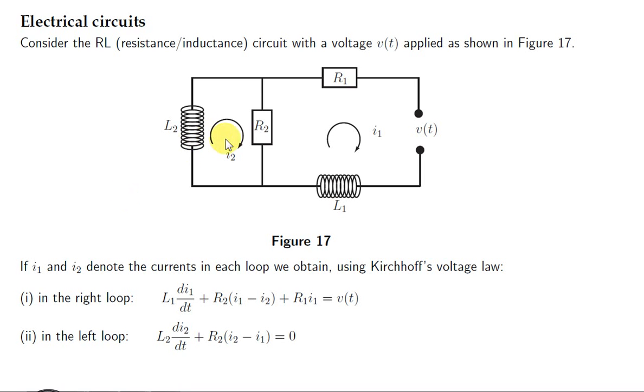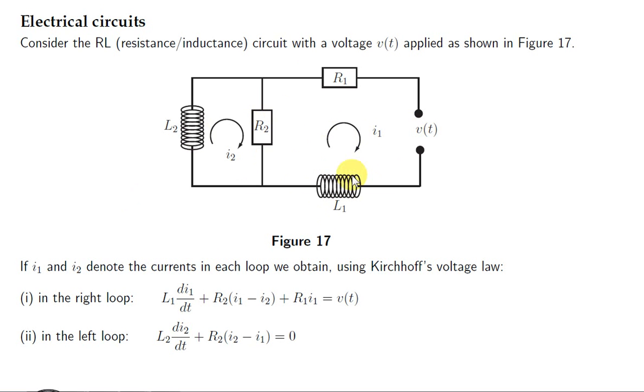Here we have an RL circuit with a voltage V of t. I1 is the current in this loop here. I2 is the current in this second loop. Let's use Kirchhoff's voltage law in this first loop. Well, the potential difference across this inductor is the inductance of it, L1, times the derivative of this current with respect to time. Now what about the voltage across R2?